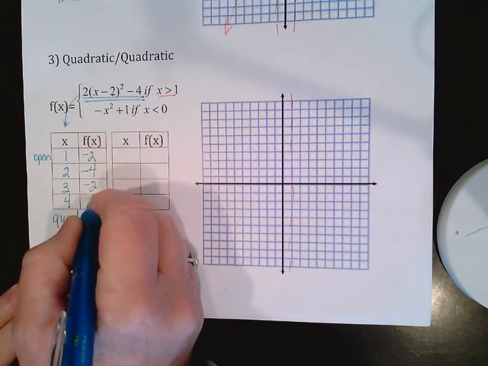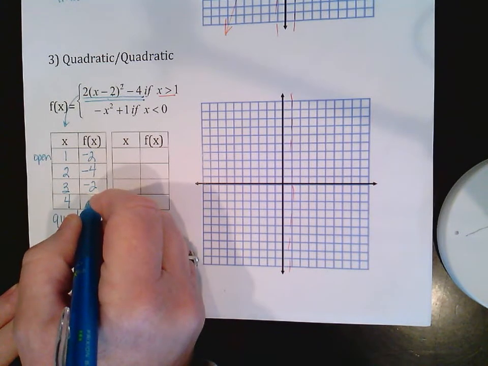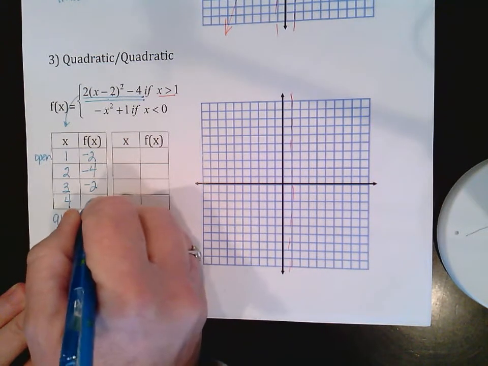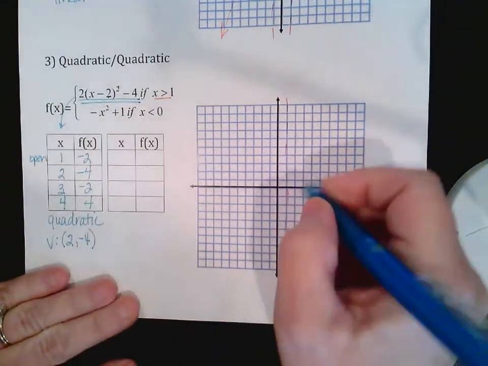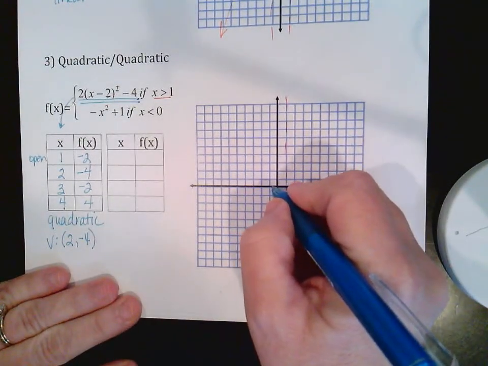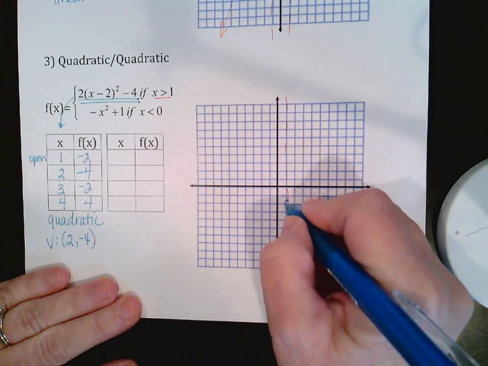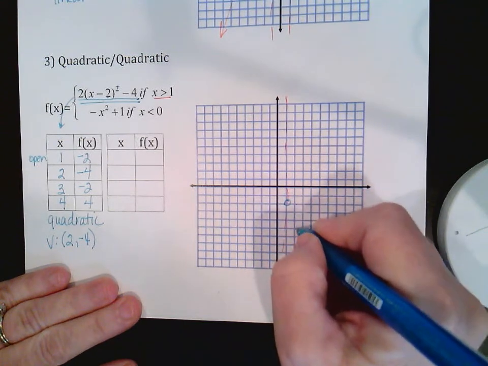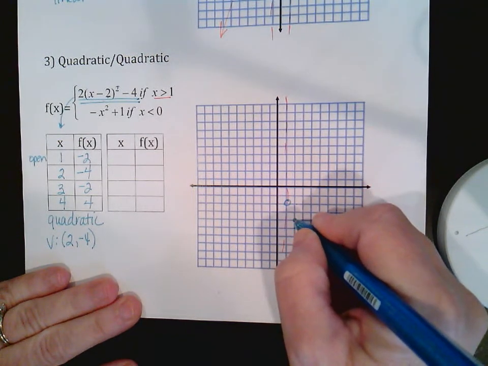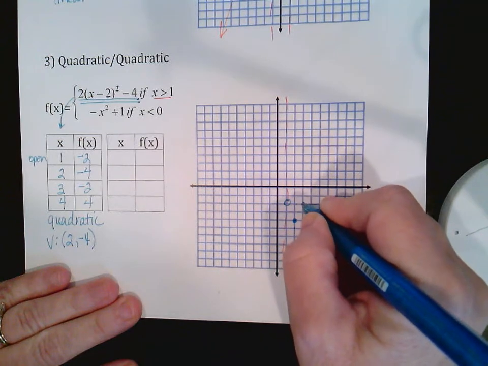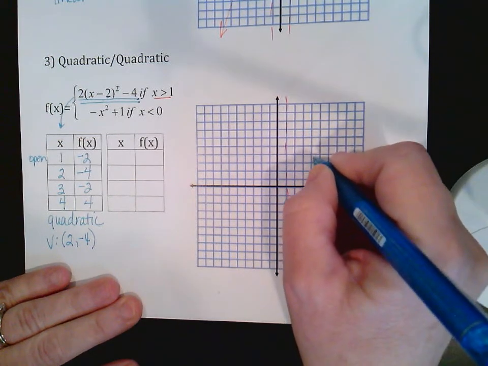-2, and 4. So if I graph this, I have 1, -2, and that's an open circle, 2, -4, 3, -2, and 4, 4.